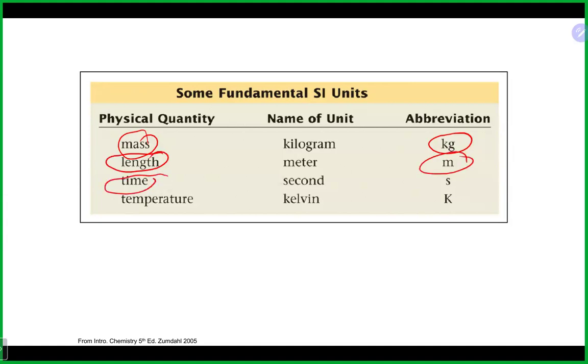Time, the SI unit is seconds. And for temperature, this is one you'll be very, very familiar with by the time we're done with this class, or if you continue to take chemistry classes. The SI unit for temperature is Kelvin. It used to be called the absolute temperature scale. It was later renamed for, obviously, a guy named Kelvin.